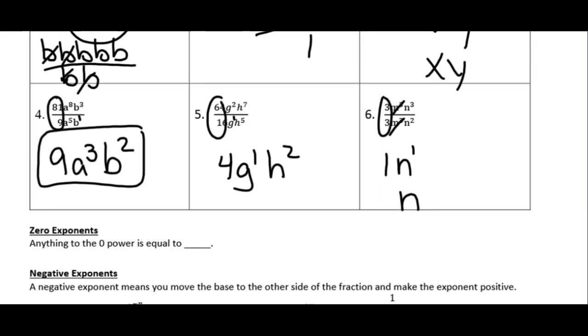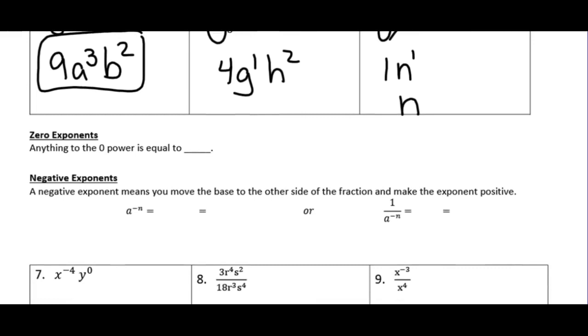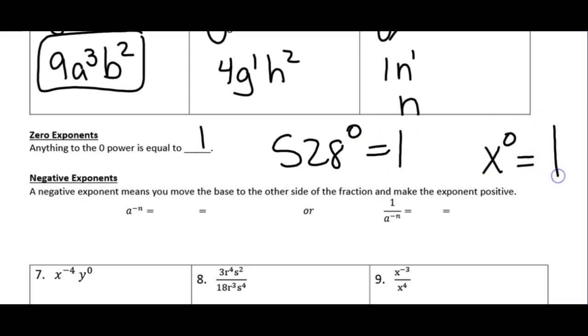Something to remember is that anything raised to the 0 power, except for 0, is equal to 1. So, 528 to the 0 power is the number 1. Just like if I have x to the 0 power, that's the number 1. It's not x to the 1st, it's the actual number 1.